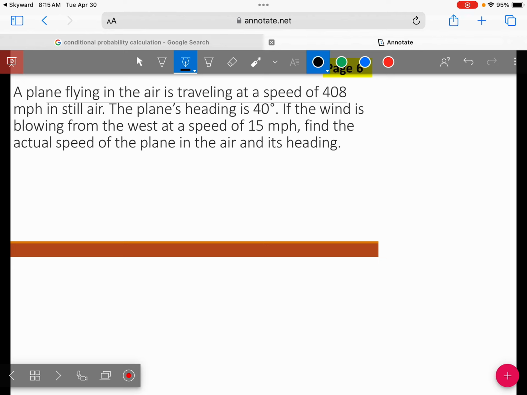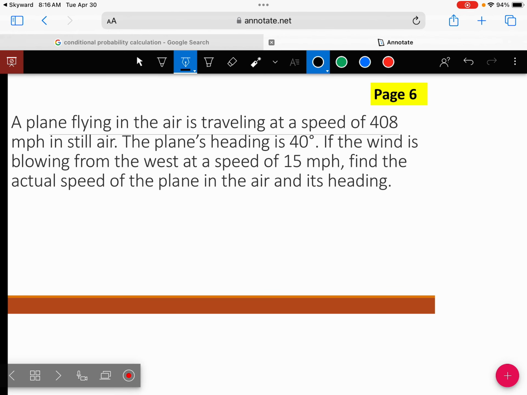A plane flying in the air is traveling at a speed of 408. So this is question number 5. You can cut number 4. We're not doing number 4. And we did 6 yesterday. All recordings are posted.